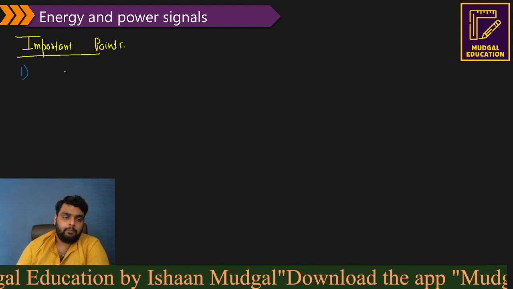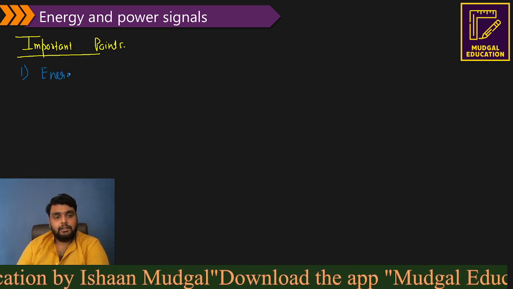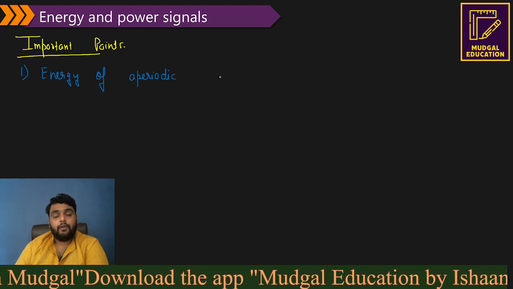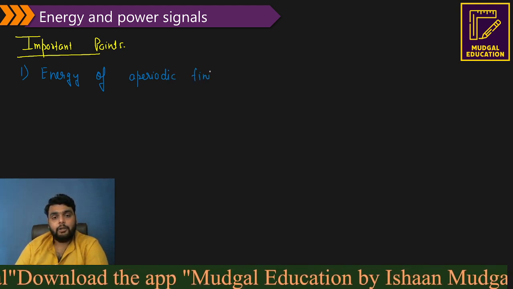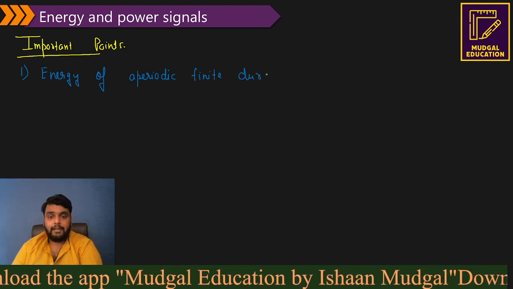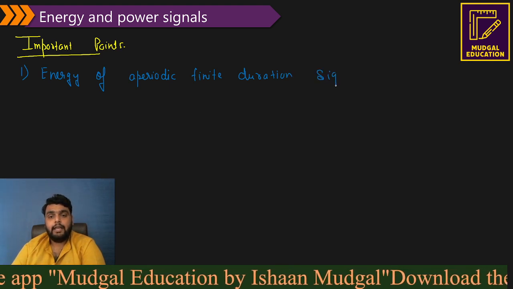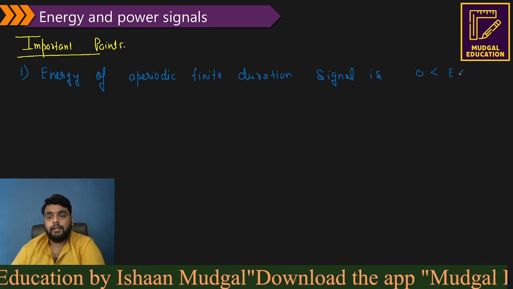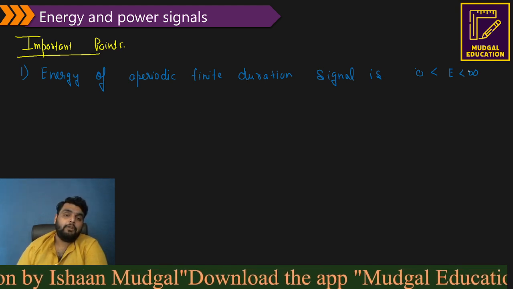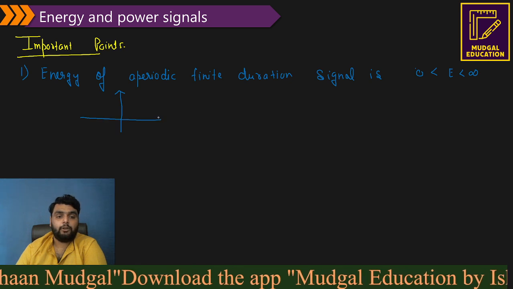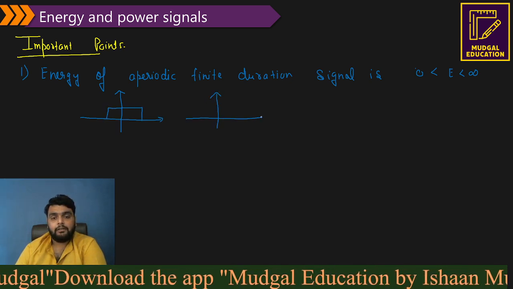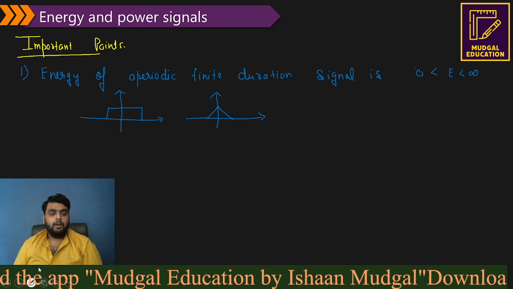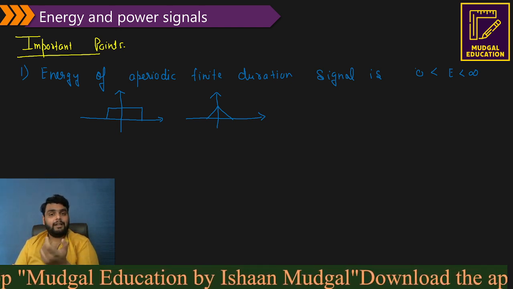So let's talk about the first important point. Energy of an aperiodic finite duration signal is between 0 and infinity. Here I'm talking about an aperiodic finite duration signal. For example, we have seen two types of signal, rectangle and triangle. Both of these signals are aperiodic, and these are also finite duration signals.